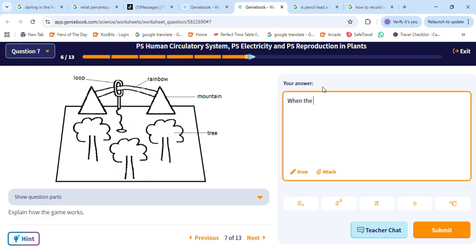When the loop touches the rainbow, it creates a circuit, a closed circuit.